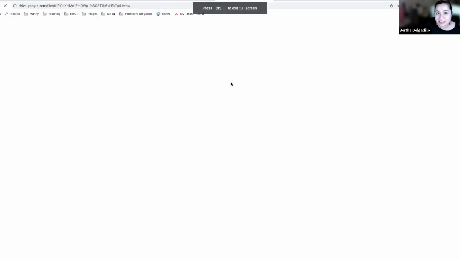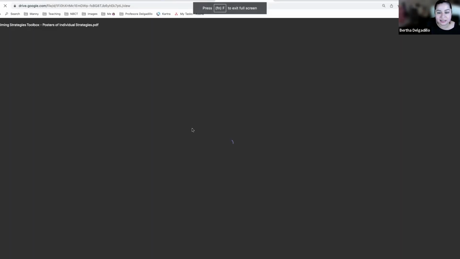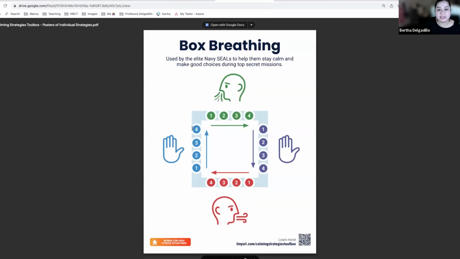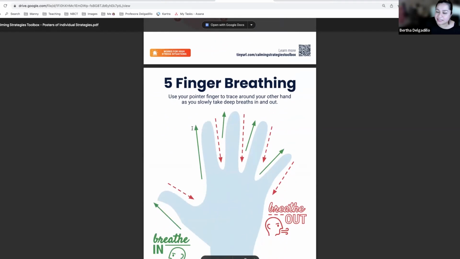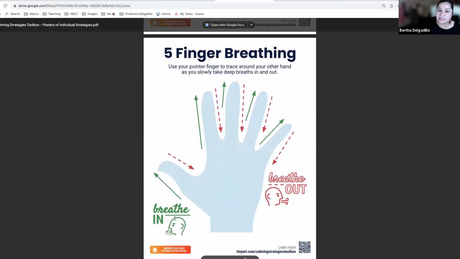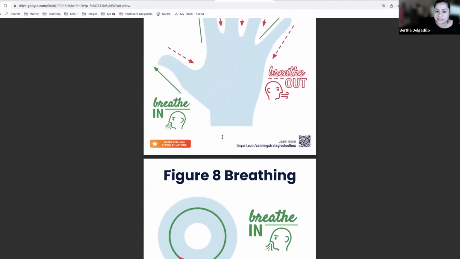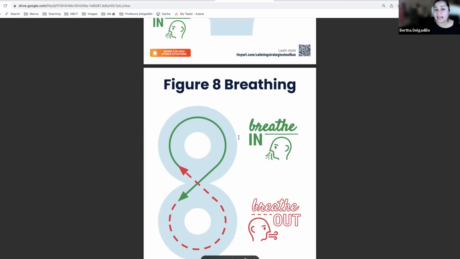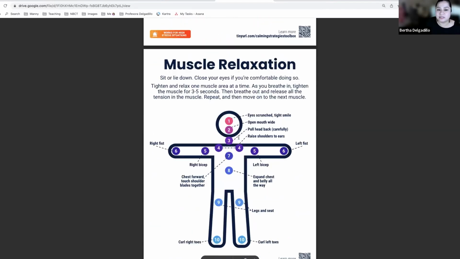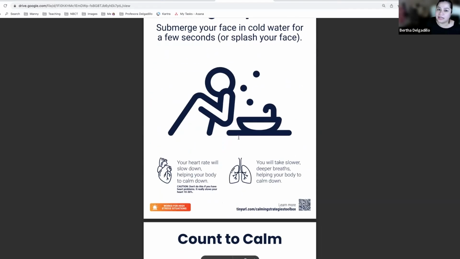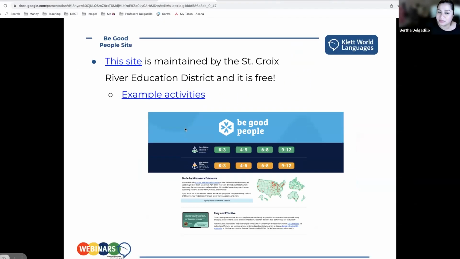And then in there, they also have these calming strategies toolbox. You can print this and laminate these. This is in English, but sometimes I use this and I put a text box over it and I put it in my target language. I want to print this out and put them in my calm corner so that students can learn about different calming strategies. So they're all in there and you can use them.